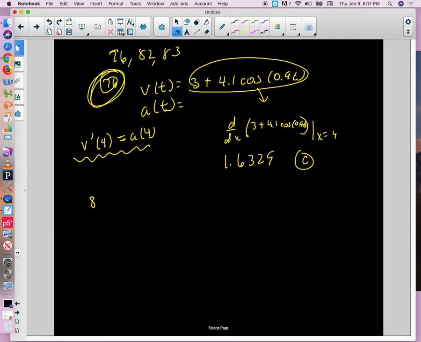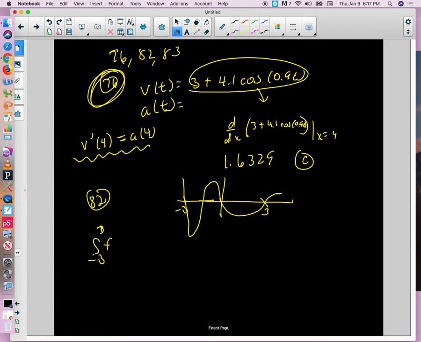All right, 82 is a lot like what we've worked lately. You have -3, and it's coming through A, B, C, and this is 3. All right, so we have the integral of negative 3 to 3 of f of x plus 1 dx. I'm going to distribute the integral, negative 3 to 3 of f of x plus the integral from negative 3 to 3 of 1.